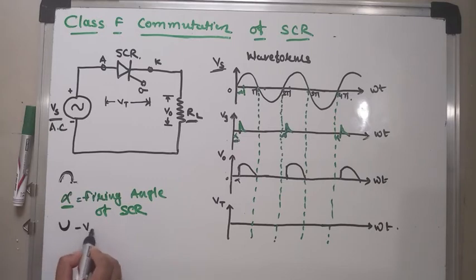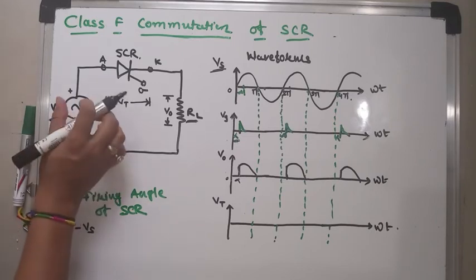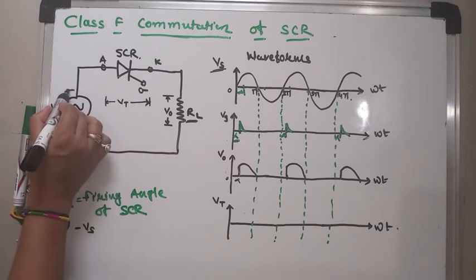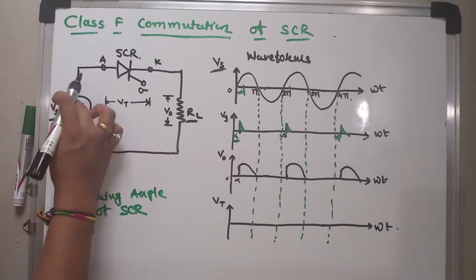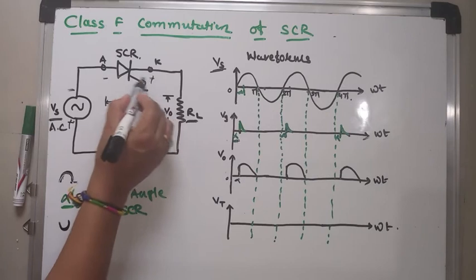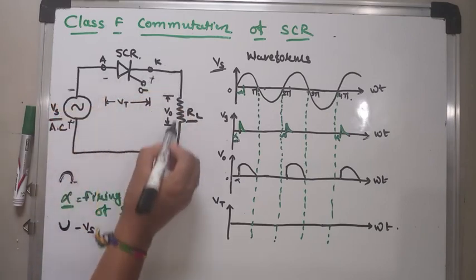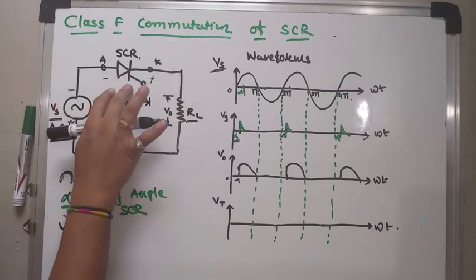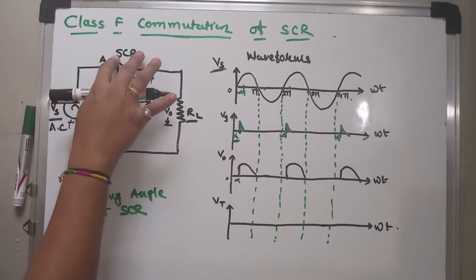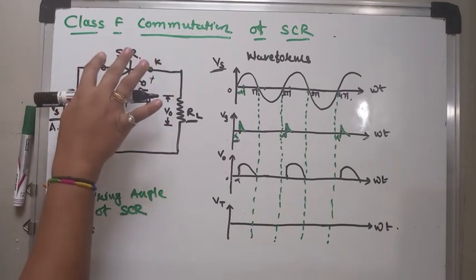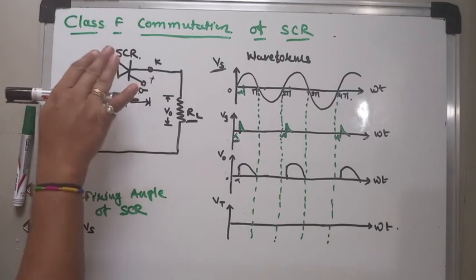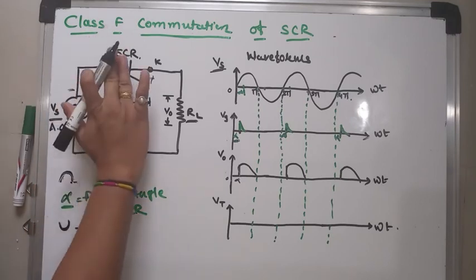a reverse voltage is applied. During the negative half cycle what will happen, here a negative and here a positive. So the anode is getting a negative and the cathode is getting a positive. So reverse voltage is applied across the SCR, and as the reverse voltage is applied across the SCR, the SCR is going to be off, which means it acts as an open switch.